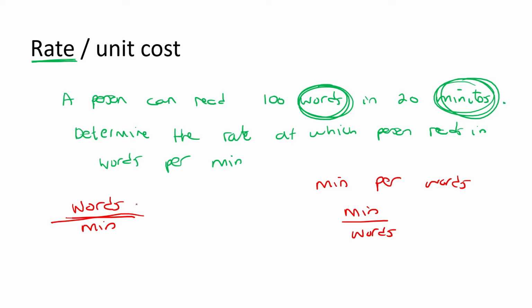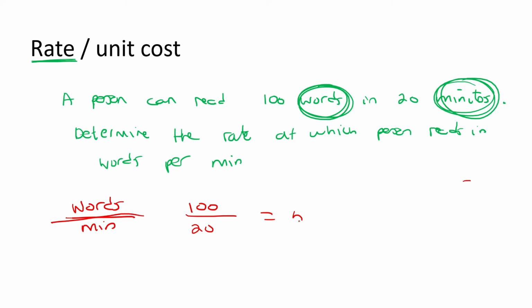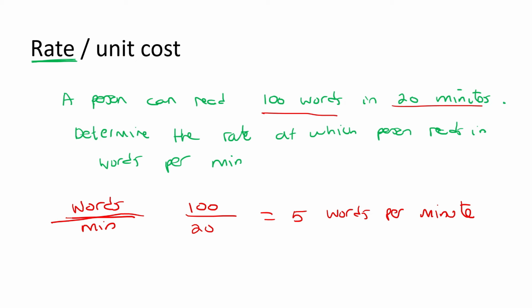So you're dividing them. Okay, so what we would then do is say 100 words in 20 minutes. And if you divide that, you end up with 5 words per minute. So what that means is that if someone can read 100 words in 20 minutes, that's the same as they are reading 5 words per minute.